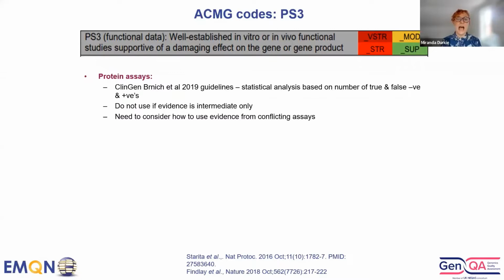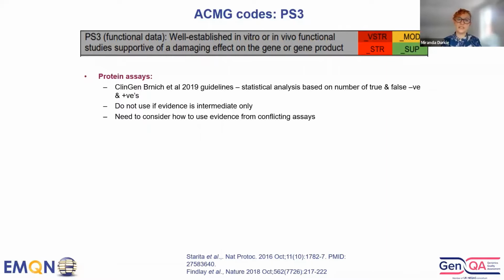And Andrew has already said that we've got these fantastic Brnich guidelines out. Before that, it was really hard to work out whether your assay was well established, was it good enough? So that really takes you through a framework of how to tell whether the assay meets the minimum standards. And then the statistical analysis based on the numbers of true and false positives and negatives. We would recommend if the variant comes up as intermediate, you do not use the evidence at all, because you don't know if that's intermediate due to the assay or intermediate due to the variant.